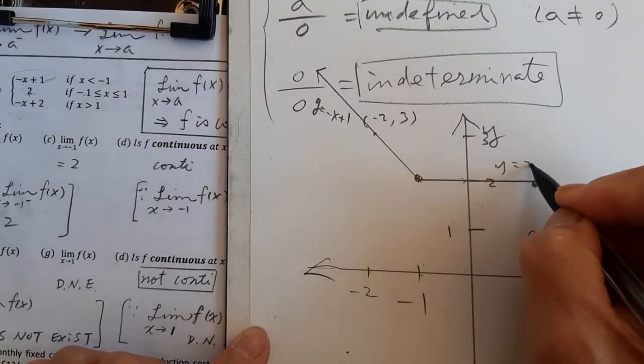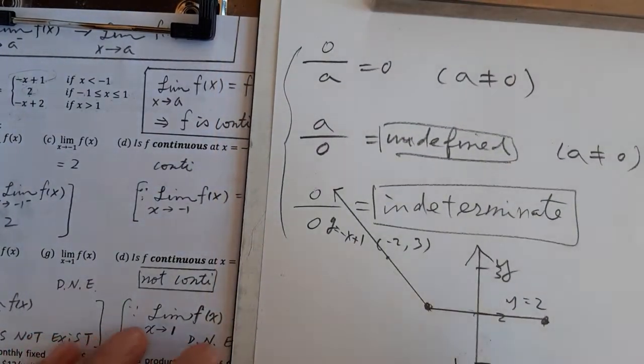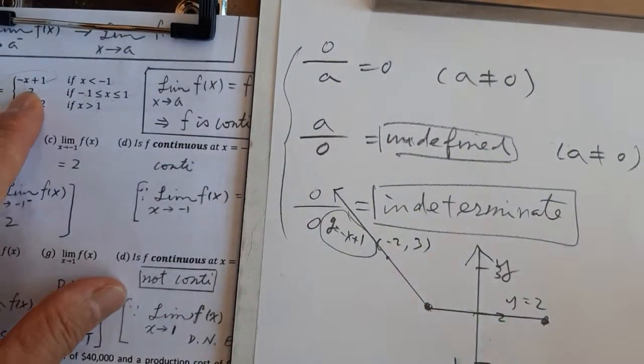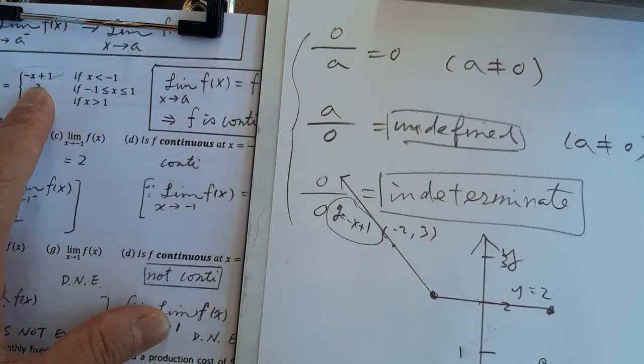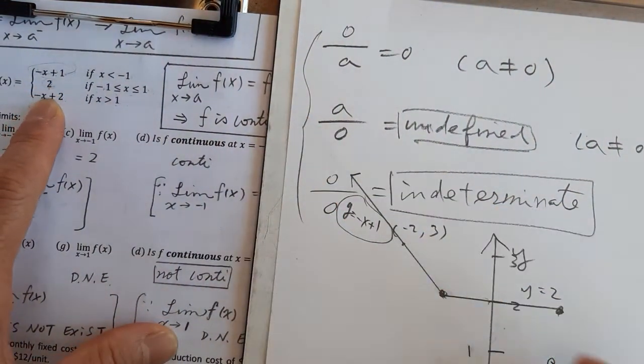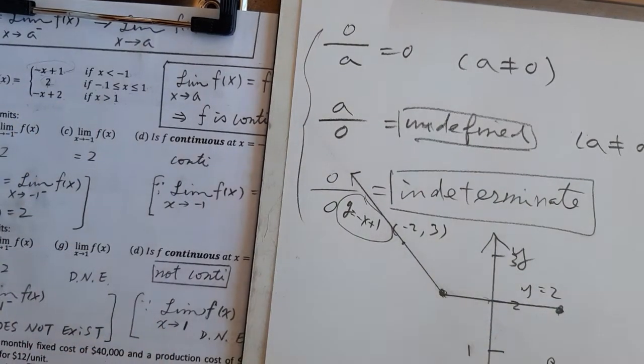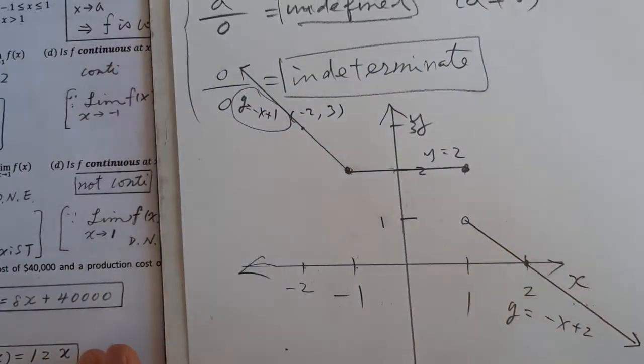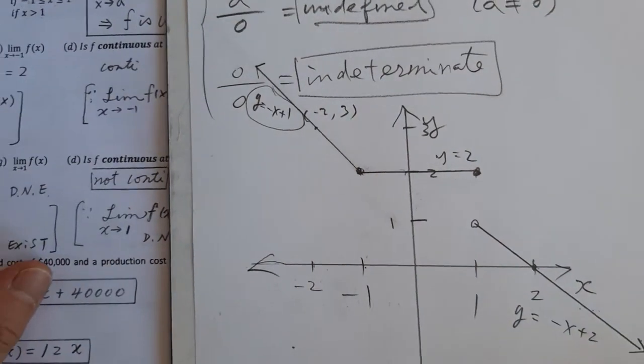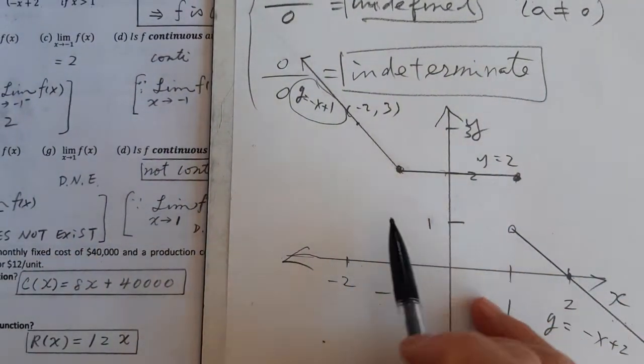And this line is y equal 2. This is the first one, y equal -x plus 1. And this is y equal 2. And this line is y equal -x plus 2. So there are 3 parts, you can see from here.